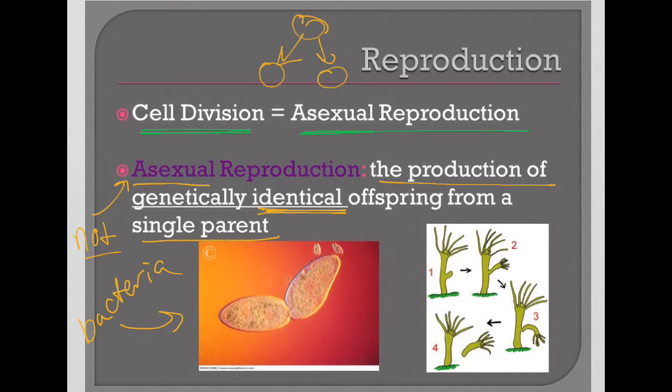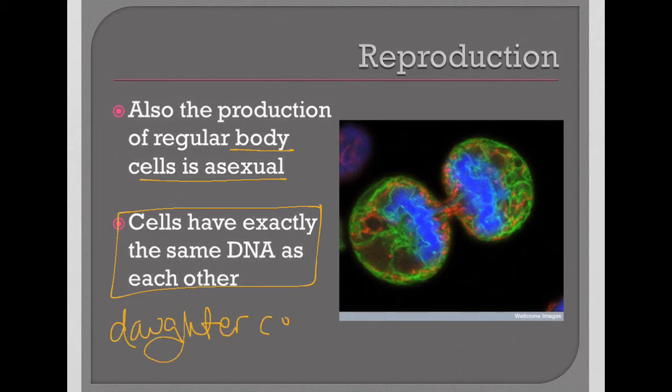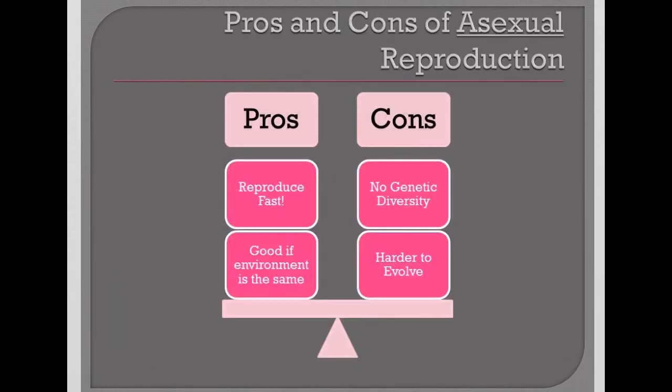And it makes sense, they're going to be genetically identical to whatever parent cell created them. We want all of our body cells to have the exact same DNA and all of those things. Okay, so again, our body cells is asexual. And again, big concept here. In asexual reproduction, cells have exactly the same DNA as each other, the offspring, which we call daughter cells, and the exact same DNA as the parent cell. Now, of course, this is assuming there are no mutations.